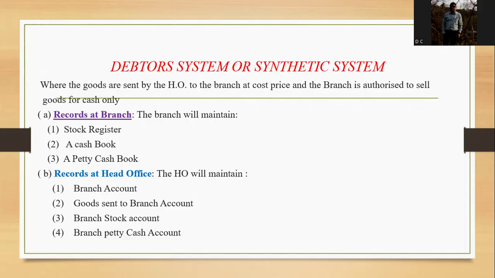Then another account is maintained at the head office, that is called branch petty cash account. At the balancing time, if there is any petty cash lying with the branch, the same is brought into record by debiting branch petty cash account and crediting branch account. At the beginning of next year, in order to transfer the balance of branch petty cash account, branch account is debited and petty cash account is credited.